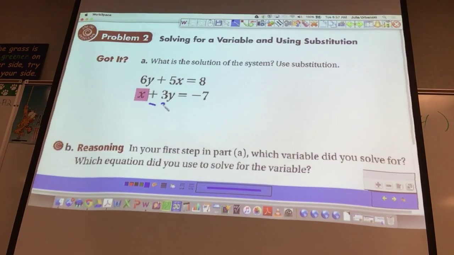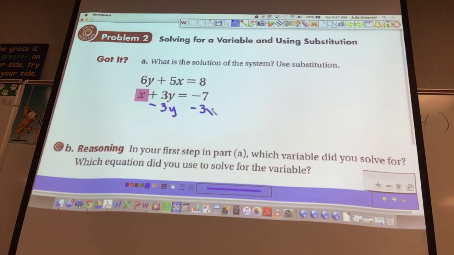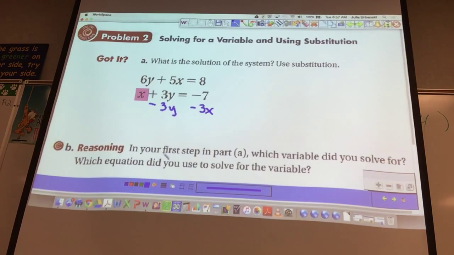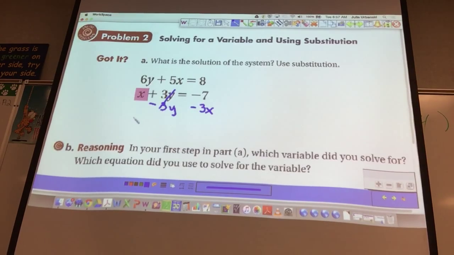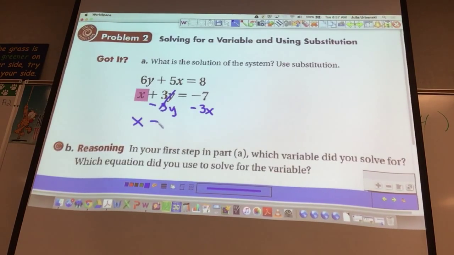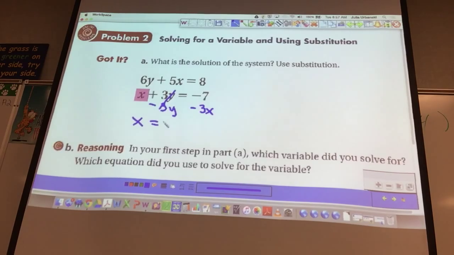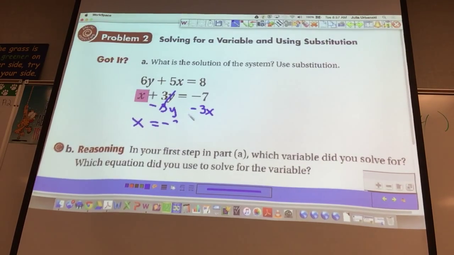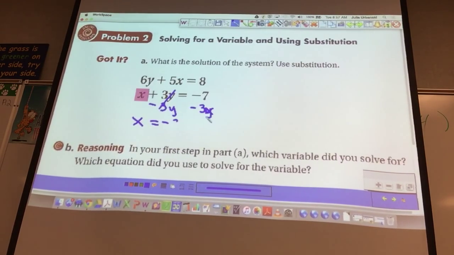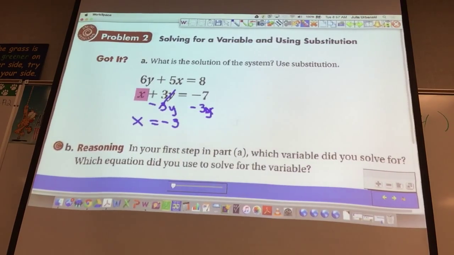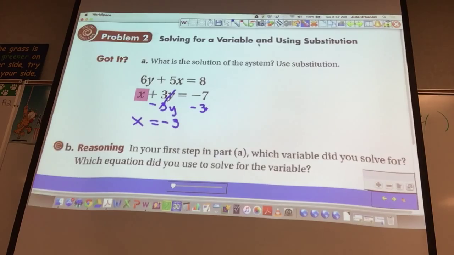Minus 3y. Good. If we can know what x is by itself, then we can substitute it into the other equation and do it just like yesterday. Now, you don't want to do this for really complicated equations. You would use a different method that I'm going to show you tomorrow. But for today, we'll do it when the x is basically by itself.